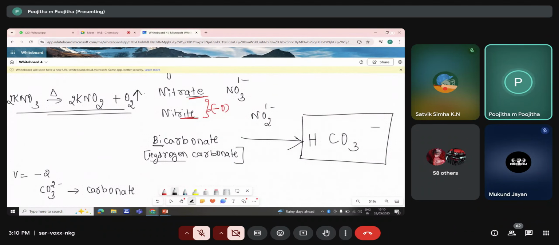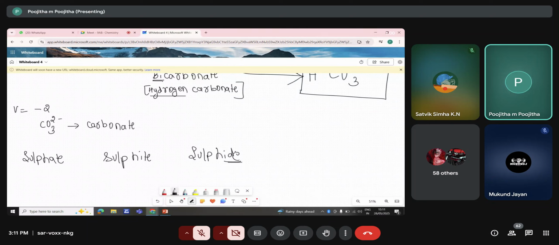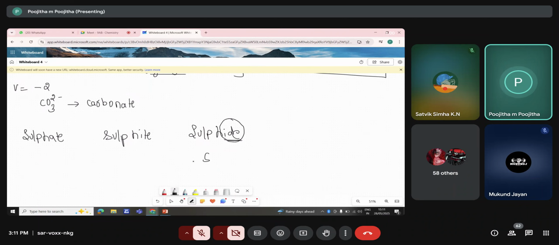Now one more. You learned last year sulfate, sulfite, sulfide. When you see IDE, you should immediately identify it as a non-metal whose name ends with IDE. So sulfide is nothing but the sulfur atom, correct? Sulfur is 2, 8, 6, so sulfur has a tendency to gain 2 electrons. So what ion will it form? S2 minus. This is nothing but the sulfide ion.